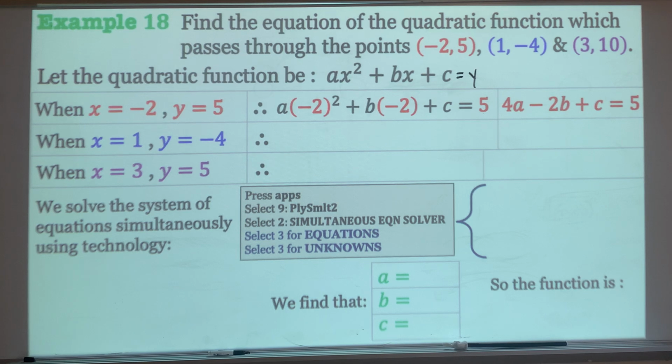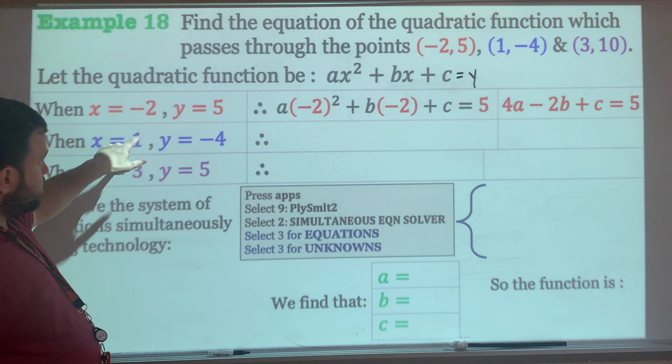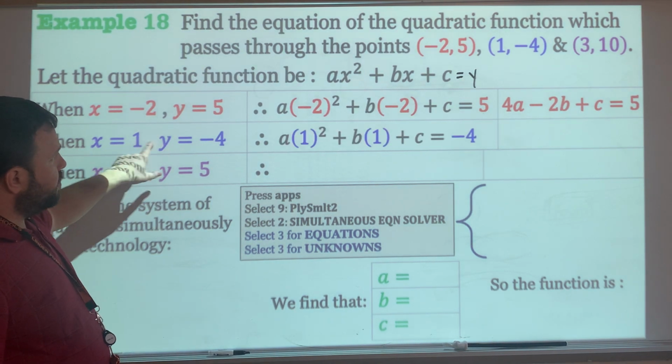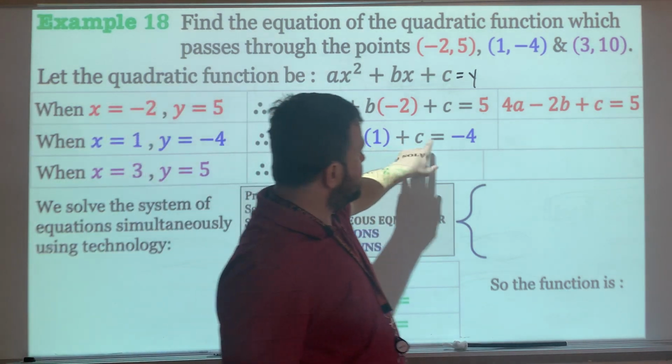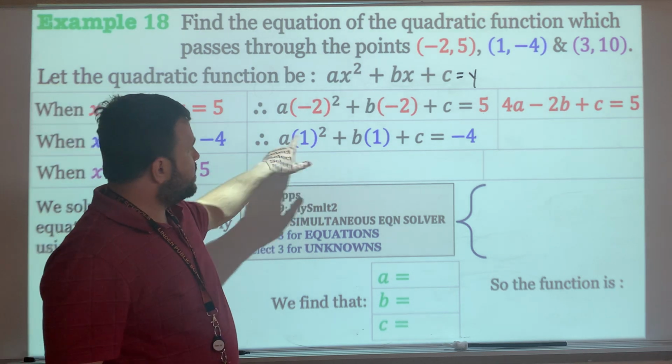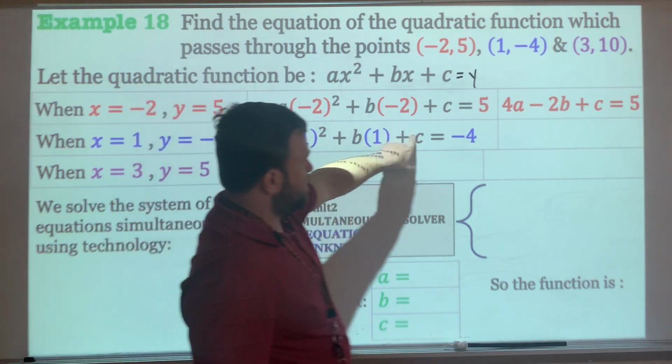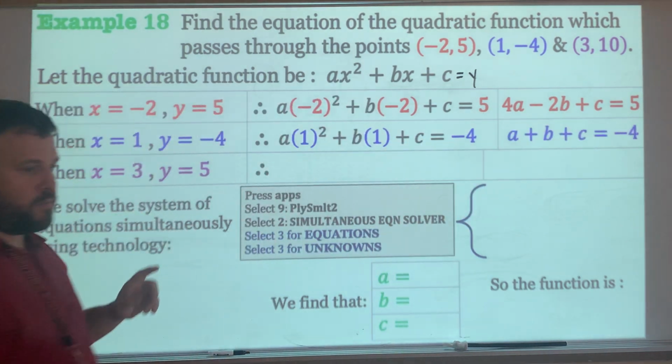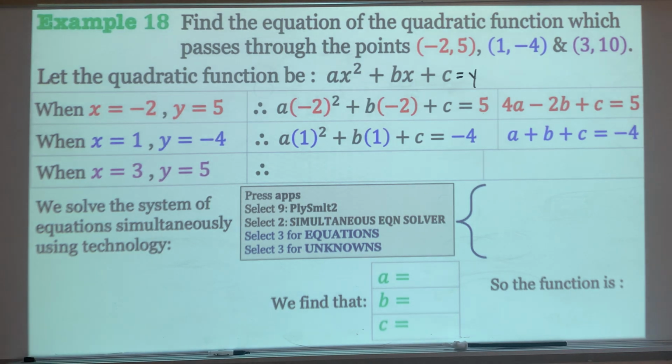All right, so to create this equation, a times 1 squared plus b times 1 plus c equals negative 4. Well, 1 squared is 1, times a is just a, plus b plus c equals negative 4. That's pretty easy. Ready for the next one?